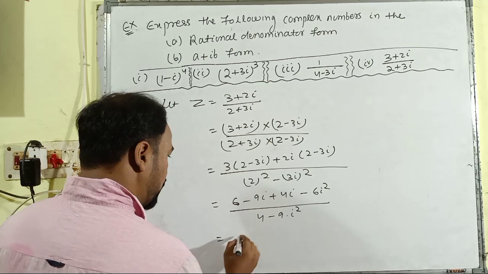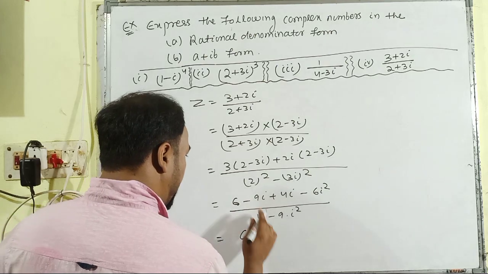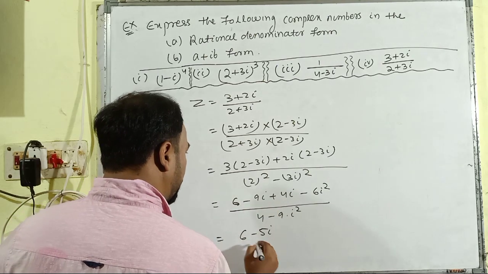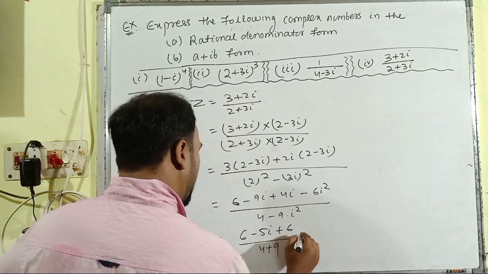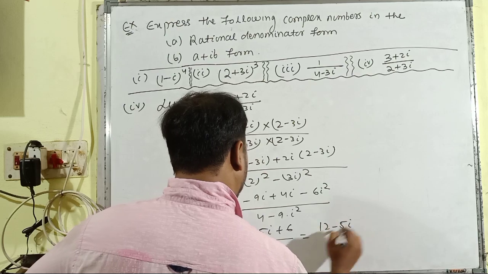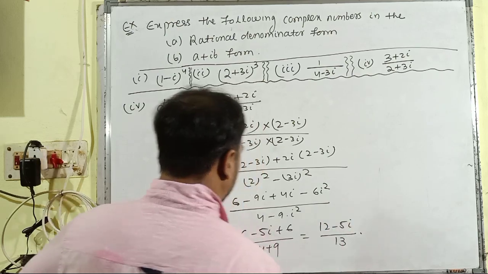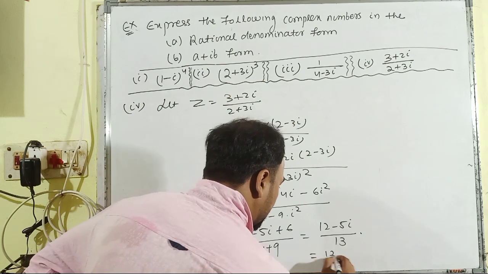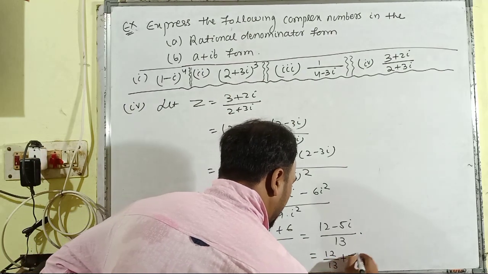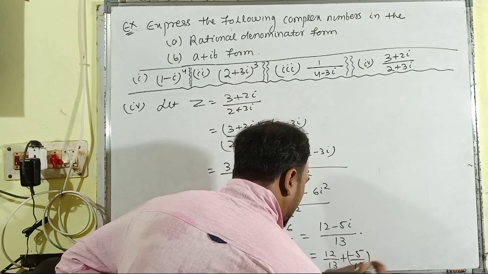Then it will be 6 minus 9i plus 4i, that is minus 5i, plus 6, divided by 4 plus 9, and this is (12 minus 5i) divided by 13. And this is the rational denominator form. After this we can separate it so that we can obtain the a plus ib form.